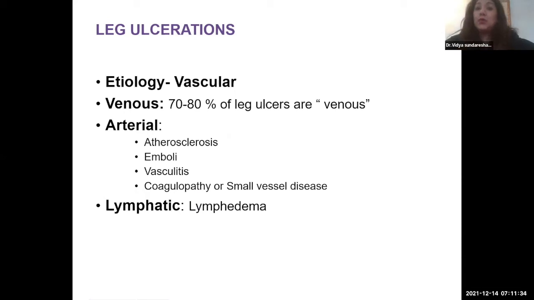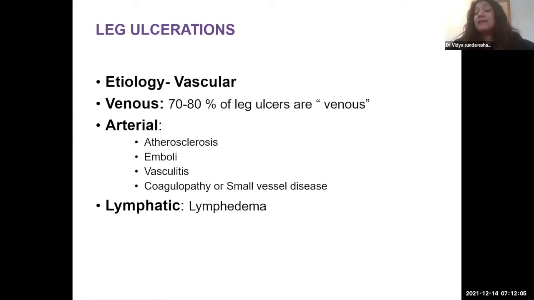Arterial ulcers, you want to look for a history of atherosclerosis. You want to see if there are any emboli present. You want to rule out vasculitis, coagulopathy, small vessel disease. These are some of the things that you want to rule out with any arterial ulcers. And arterial ulcers or arterial wounds, you see at the tip of the fingers or toes, and you'll see the wounds more in the distal part of the limbs.